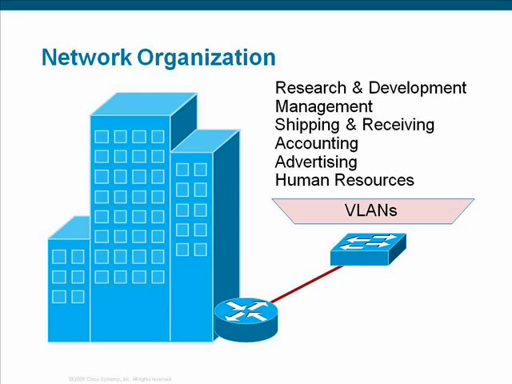Another example of a VLAN implementation might be an enterprise headquarters building. In such a building, there may be many departments such as research and development, management, shipping and receiving, accounting, advertising, and human resources. Assigning each department to its own VLAN leads not only to broadcast containment, but also better network organization.